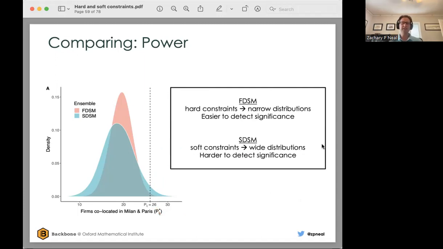And so this is a second key difference between imposing hard and soft constraints. Under FDSM, if we impose hard constraints, we get much narrower distributions on these edge weights, which makes it easier to detect edges that are significant. Under SDSM, if we impose soft constraints, we get these flatter, wider distributions, which makes it a bit harder to detect edges that are significant. In practice, this makes hard constraint backbones a bit denser because we wind up preserving more edges, and soft constraint backbones a bit sparser because we wind up not including as many.